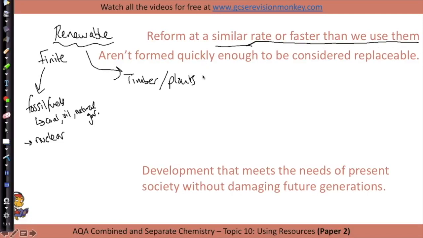If we grow plants, we can chop them down and use them as a fuel, as a biofuel, and then we can grow some more plants. However, coal, oil, and natural gas take so long to make, they take millions of years. It's impossible to use some coal and then produce coal at the same rate. So we are using up these finite resources very, very quickly, and our drive should be towards trying to use more renewable sources in the future.